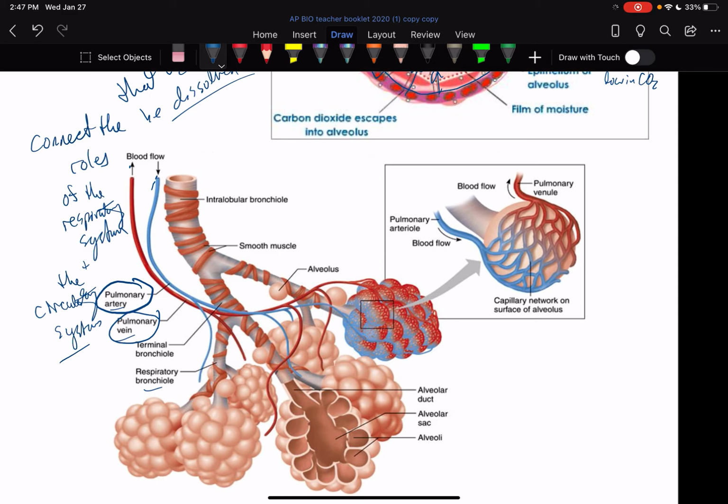A couple other things that I want to mention in this diagram: as we come in, this is a bronchiole, and then it enters this alveolar duct. And there's a big sac of alveoli, a bunch of alveoli that are connected. We call it the alveolar sac, and the alveoli are connected to that sac. We can see them like bunches of grapes is the idea that I want to get across.